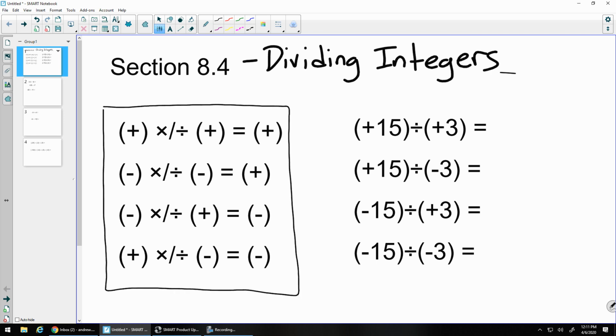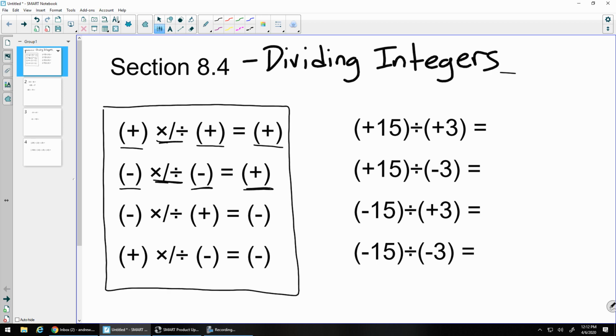So division and multiplication of integers are great. They each follow the same rules. If you have a positive being multiplied or divided by a positive, you get a positive. If you have a negative multiplied or divided by another negative, the answer is positive. So if you have two of the same, two positives or two negatives, the answer is going to be positive.